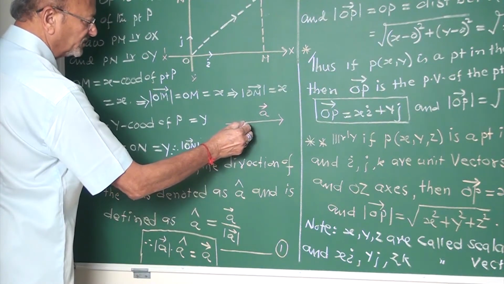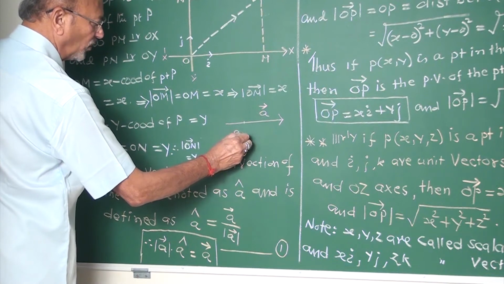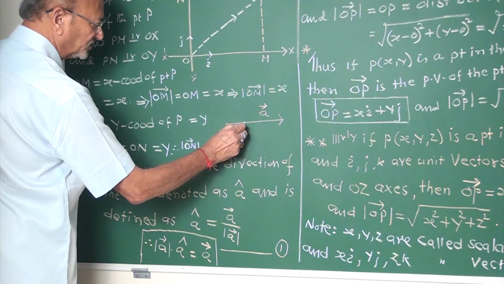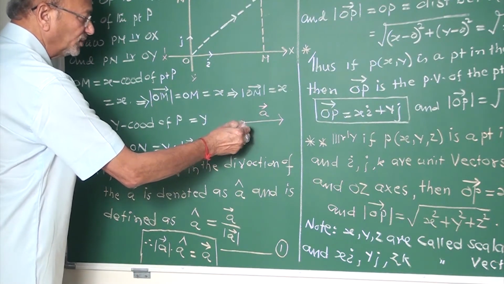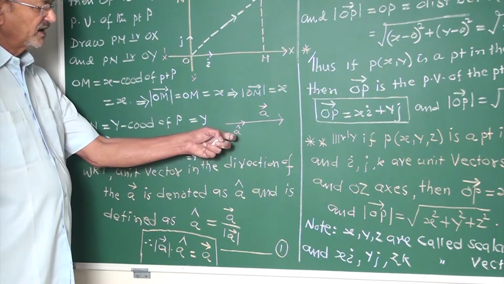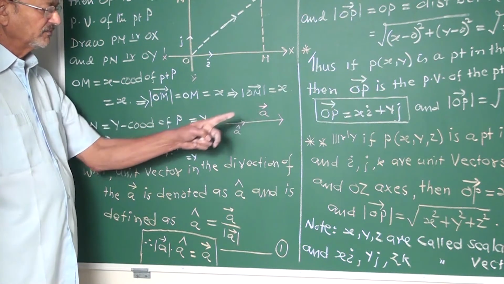A unit vector means its magnitude is 1. Then this A cap, what is this A cap? A cap is a unit vector. Its magnitude is 1. What is its direction?